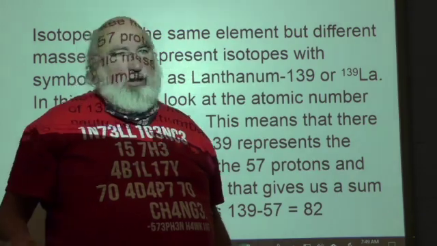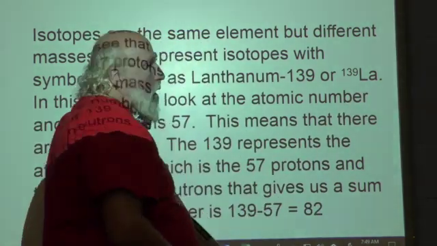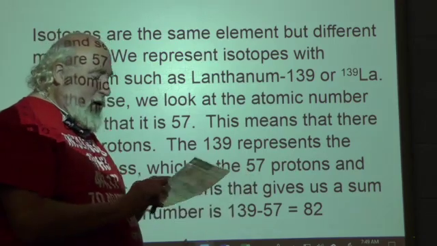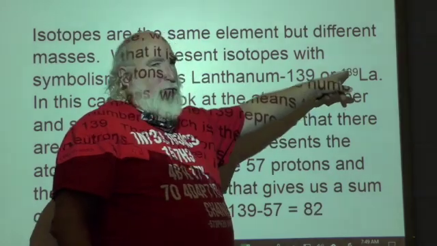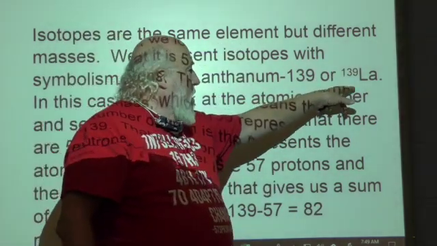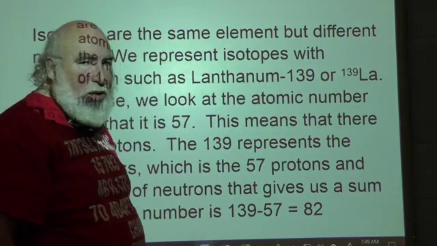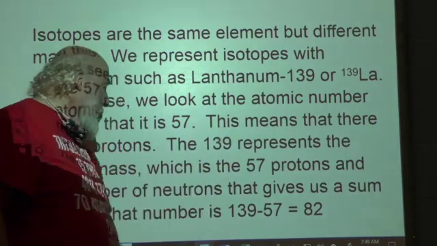Now you'll see also some isotopes written with the element number 57 down here. I don't put it there mainly because you can look that up right here. Just know that this is the starting point for the number of protons and neutrons. You look at 57 for the number of protons, and you subtract it from 139 to get the number of neutrons, which is 82.